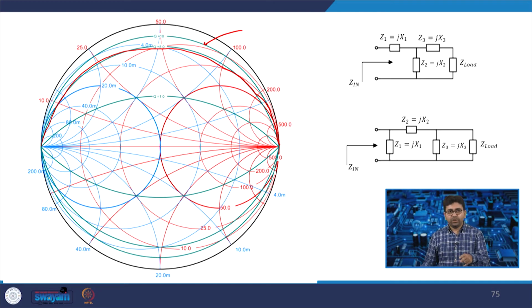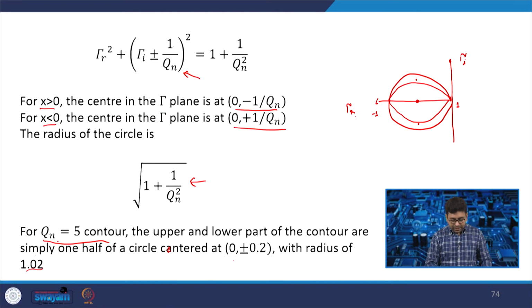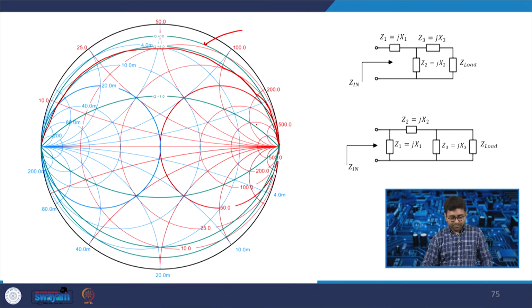Now, in order to draw the quality factor Q circle, what we need is the center of the circle and the radius of the circle. The center we will find using this equation: 0 comma 1 by Qn, plus or minus 1 by Qn. So, for x greater than 0 it is 0 comma minus 1 by Qn, and for x less than 0 it is 0 comma plus 1 by Qn.